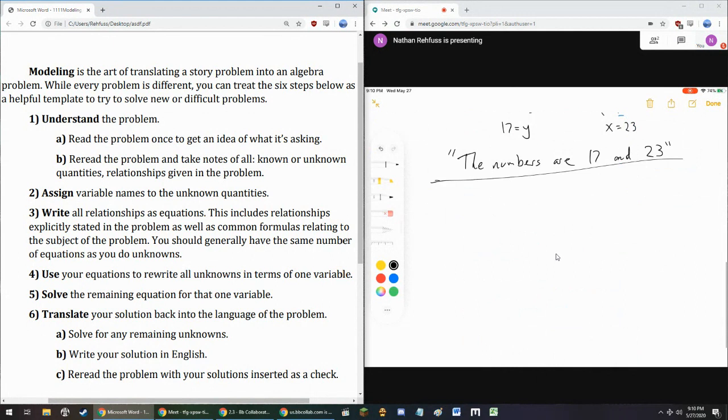Let's say there's a rectangle. We know we have a rectangle, and let's say we know the perimeter is, how about 14? The area is 10. What are the dimensions?